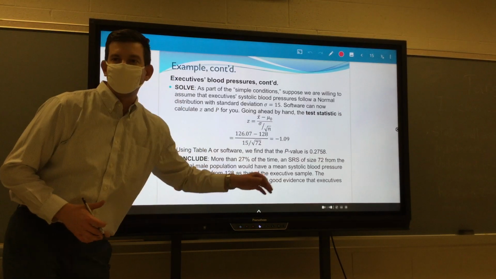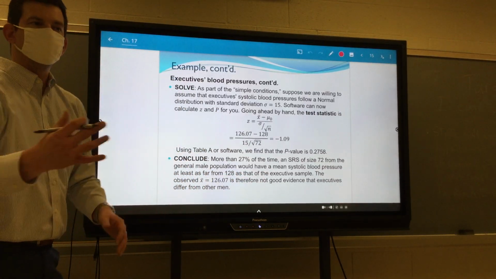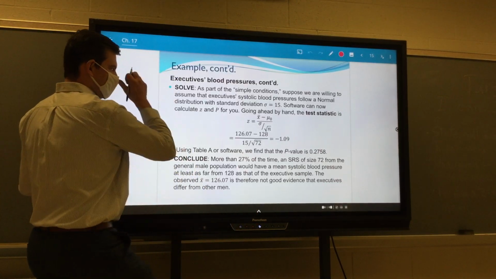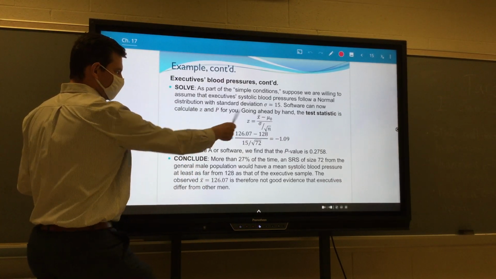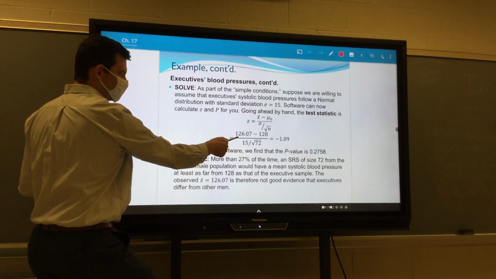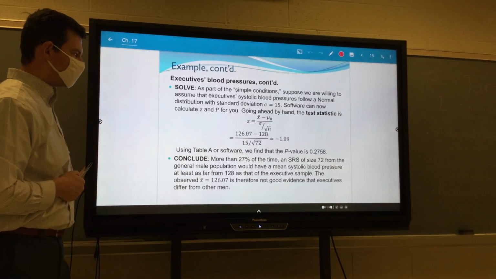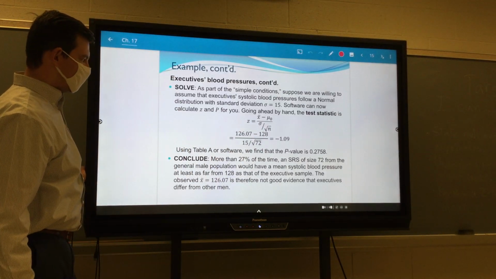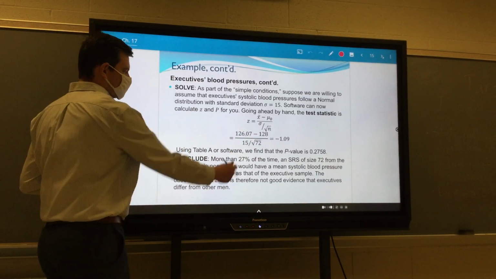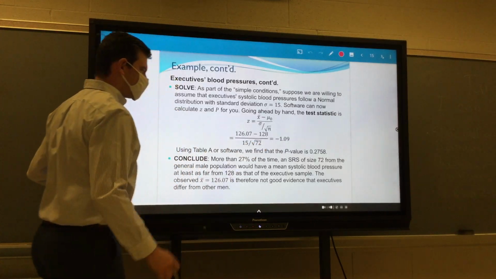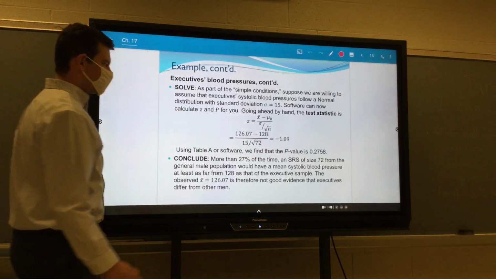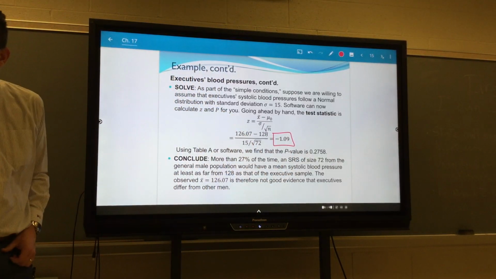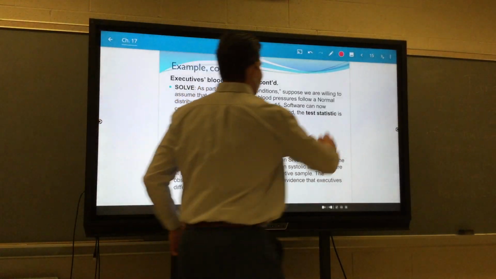We'll do this by hand here, but next week I'll show you how to use the technology to shortcut this process. We have our sample mean of 126.07, minus our null value of 128, divided by our standard error, 15 divided by the square root of 72. We work this out, and we get a z-score of negative 1.09.